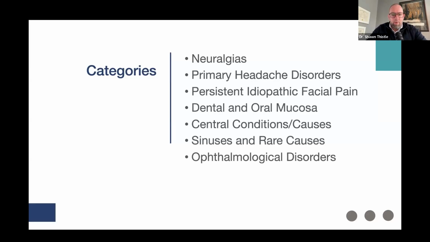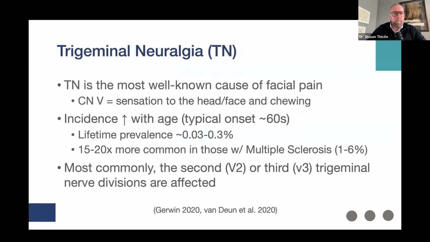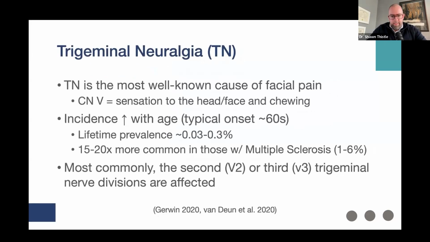We'll talk about dental and oral mucosa issues that we might recognize, and the algorithm is very, very simple there. Central causes and conditions, sinuses and other rare causes, and then finally ophthalmological disorders relating to the eye or eye socket. So, this is the big one, really.